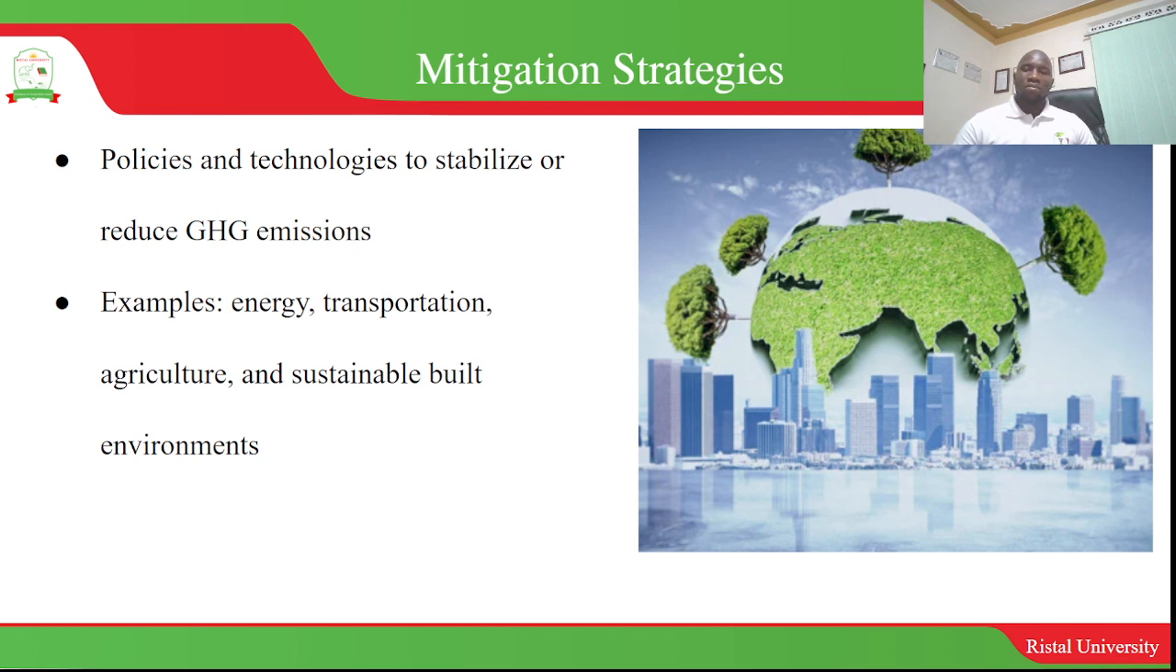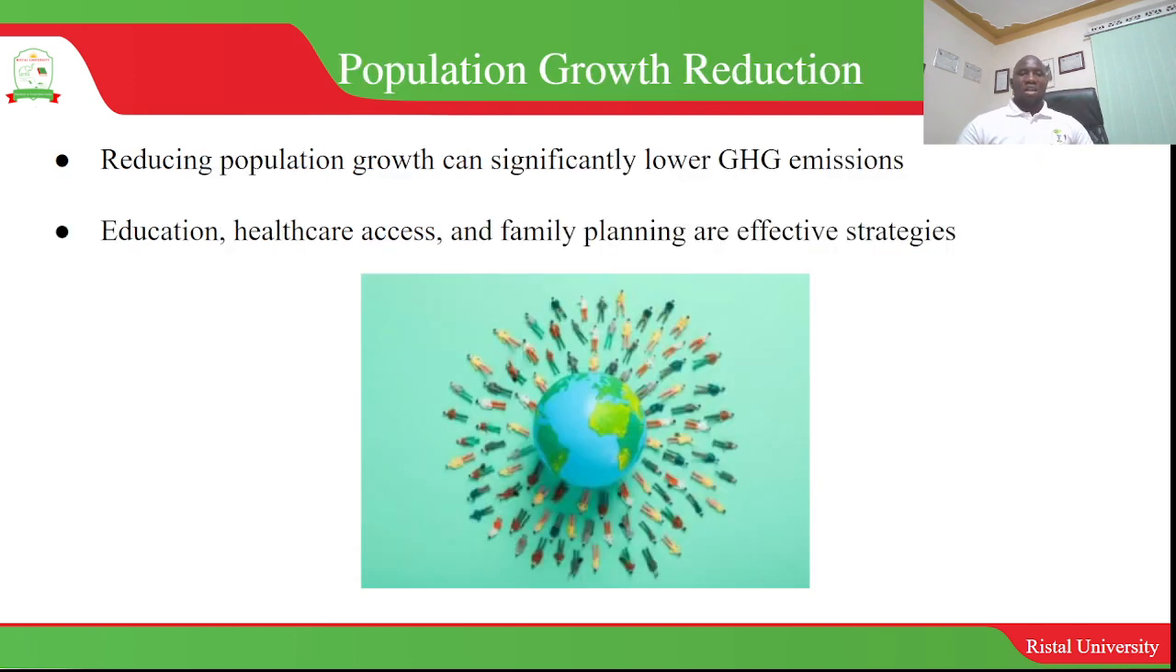Okay, so mitigation is to make sure that we limit the production of greenhouse gases. So this can be through making sure that we use renewable energy in different sectors. Okay, whether it is in transportation, whether it is in agriculture. And if you are building cities, we build sustainable cities, eco cities. Okay, that's what can be done. The more you have population growth, the more you are going to have negative impact on the climate. So reducing population growth, it becomes very key.